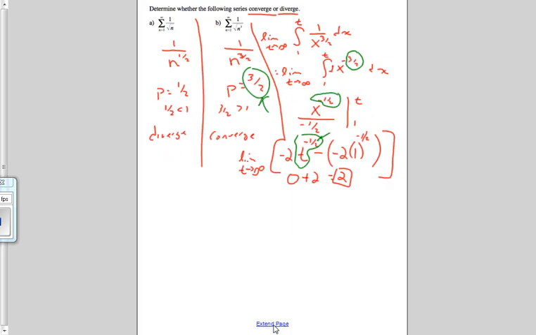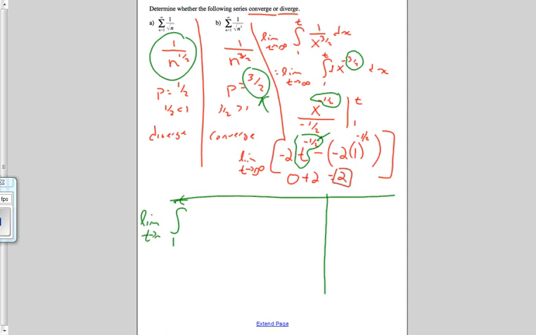Whereas on the other example, on the first one, to the 1/2, just to make sure we see why does one converge and why does one diverge. If we look at this example and take the time to actually do the integration, we're looking at the limit as t approaches infinity of the integral from 1 to t of 1 over x to the 1/2 dx, and that equals the limit of the integral from 1 to t of x to the negative 1/2 dx.